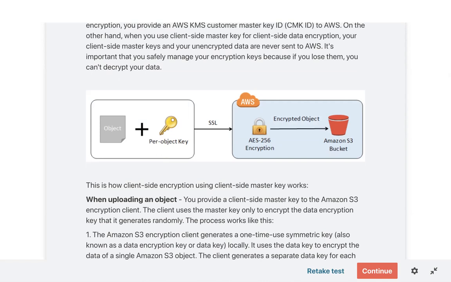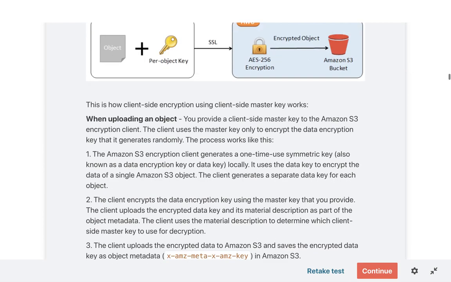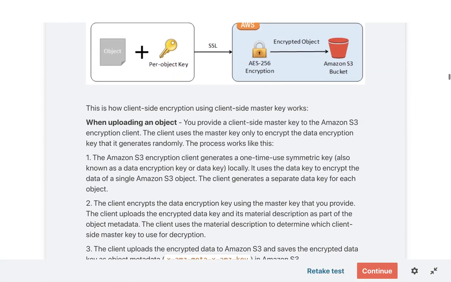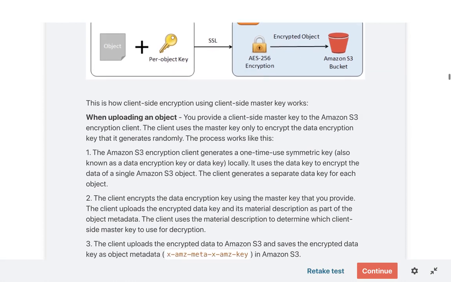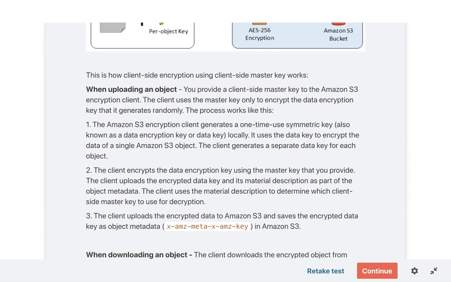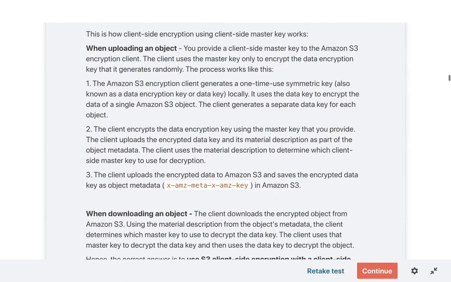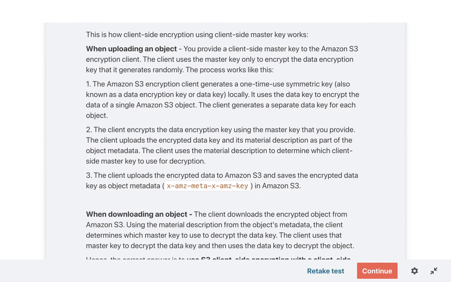This is how client-side encryption works. So you send your data and per-object key when uploading an object. You provide a client-side master key to the S3 encryption client. The client uses master key only to encrypt the data encryption key, and it generates randomly. This process works like: S3 encrypts client generated one time symmetric key, also known as a data encryption key, locally. It uses the data key to encrypt the data of a single S3 object.